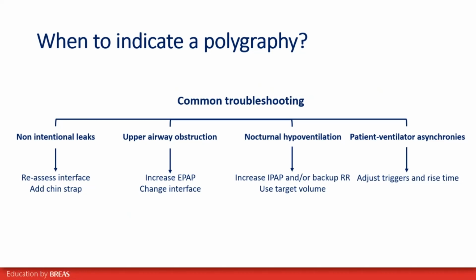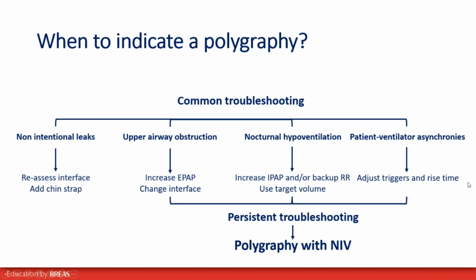However, if this first line treatment is not efficient or not efficient enough, and we have persistent troubleshooting, I think this is a good indication to use the polygraphy. So in my experience, the polygraphy is not something we have to do in every patient systematically. It's more a second line monitoring that we do after a first trial to solve this problem. If we are not able to solve it, then the polygraphy will help a lot.